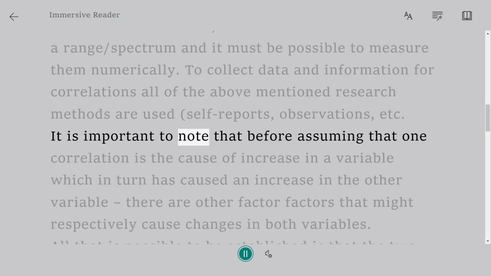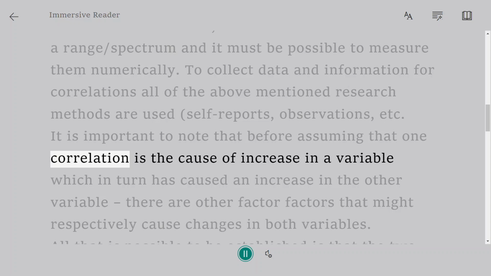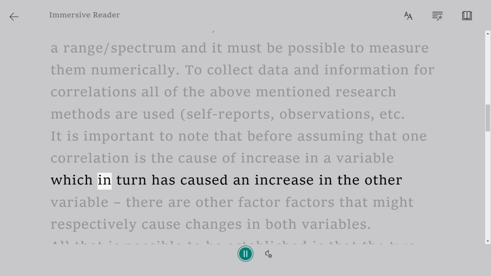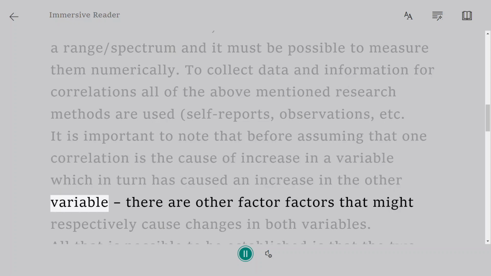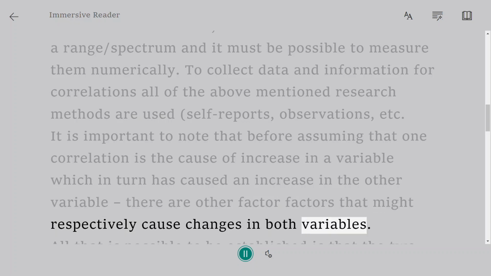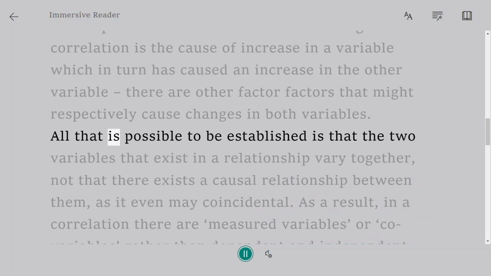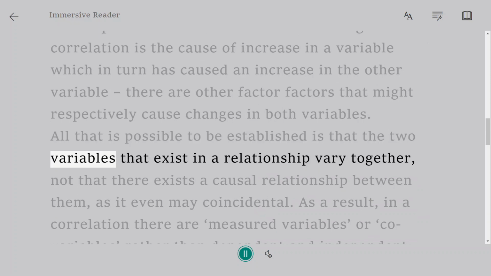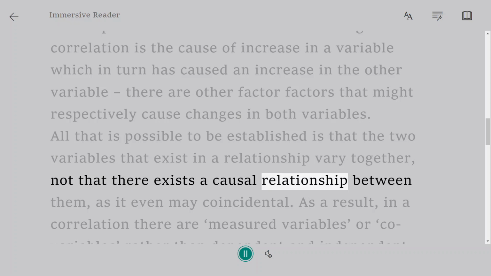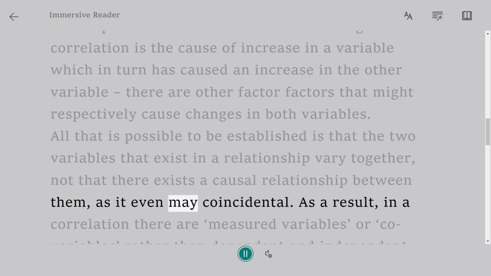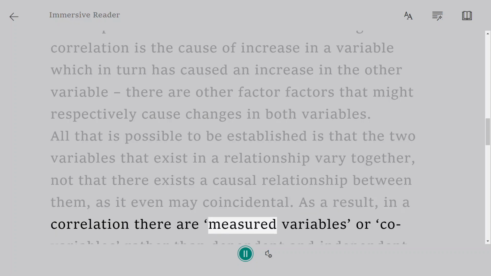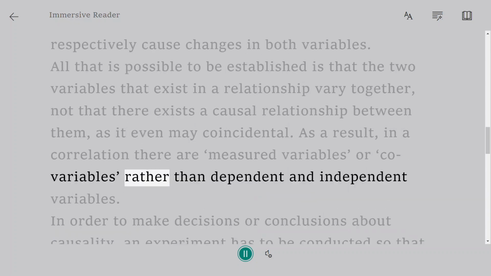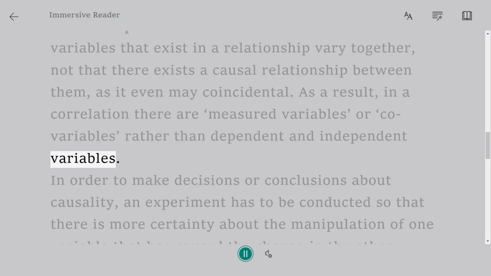It is important to note that before assuming that one variable is the cause of an increase in the other, there are other factors that might respectively cause changes in both variables. All that is possible to be established is that the two variables that exist in a relationship vary together, not that there exists a causal relationship between them, as it may even be coincidental. As a result, in a correlation there are measured variables or covariables rather than dependent and independent variables.